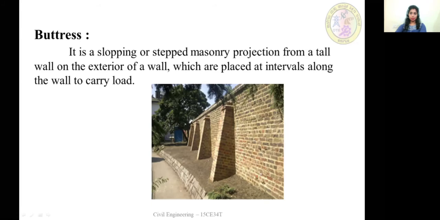See in this picture, you're observing there is one tall wall. These walls are supported by inclined or sloped walls, which are provided at regular intervals. These sloped or inclined walls, which are provided to support the main tall wall to carry load, are known as buttress.